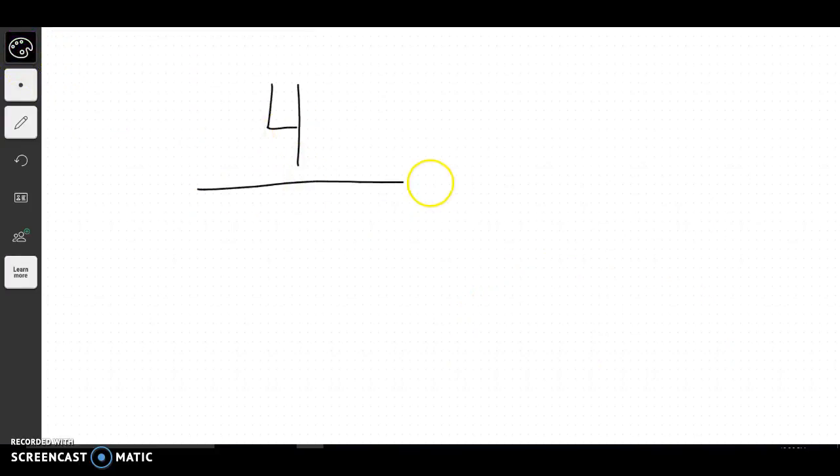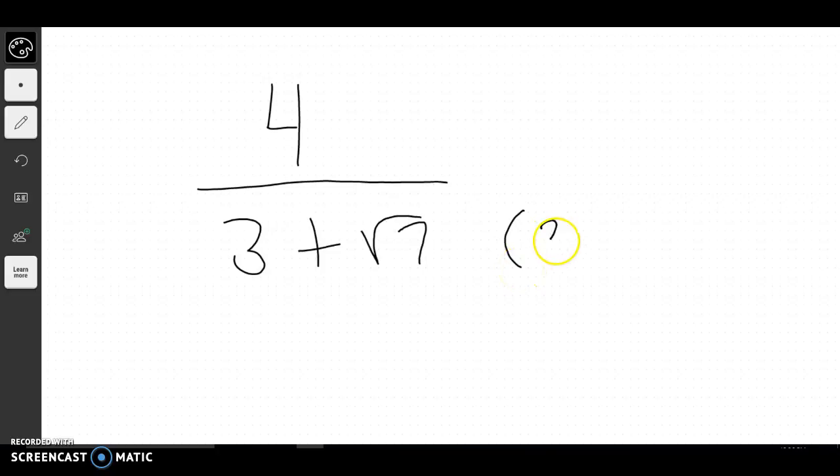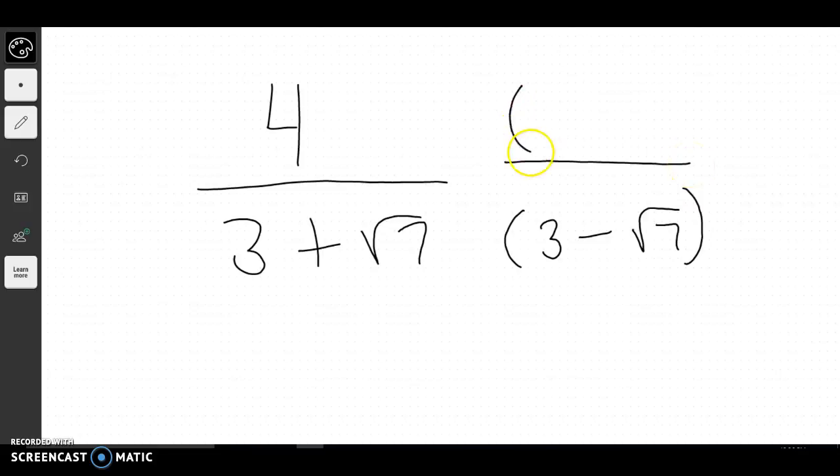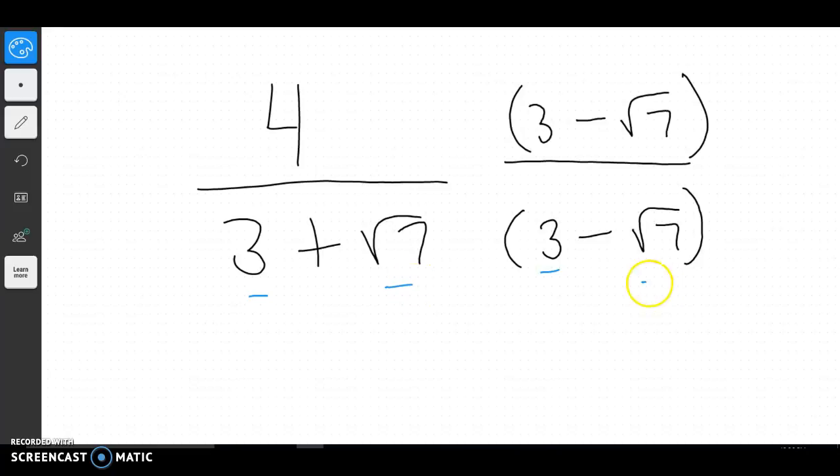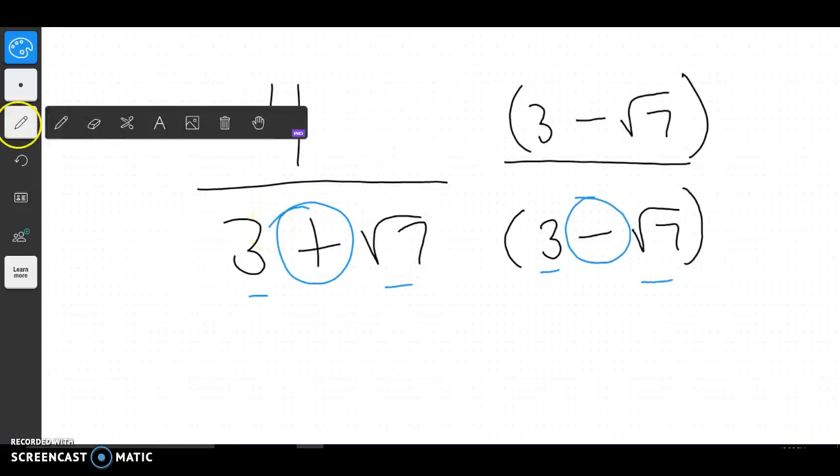So let's take the same problem and try something a little bit different. Here's what we're going to try to do. We're going to find its conjugate. Here's what a conjugate is. It's all of the same numbers, but I change up the middle sign. So if you can see, all the numbers are the same, but I've changed up this middle sign so that they're different. Let's see why this works.